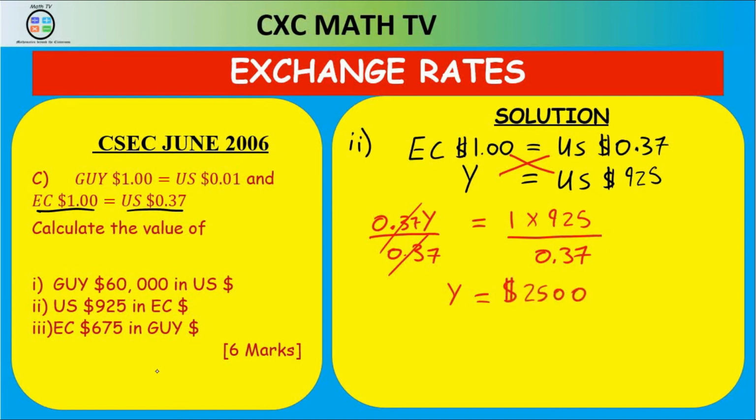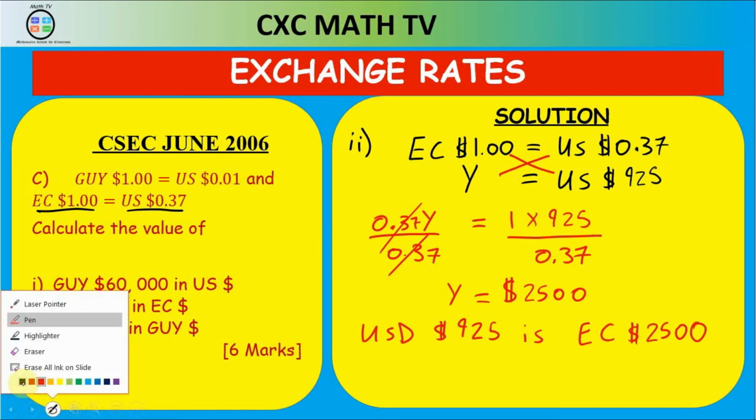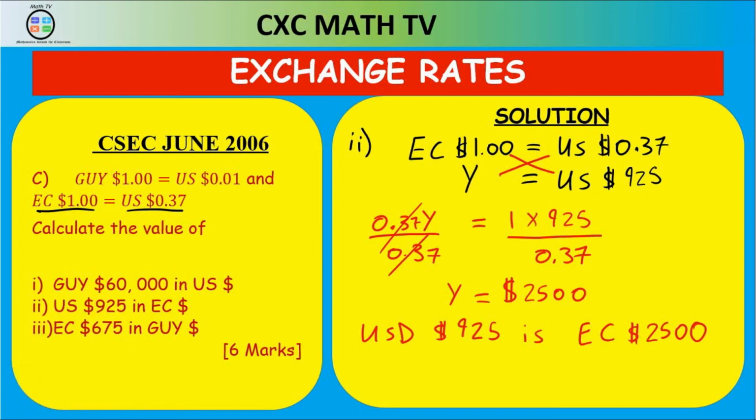And so what we're then saying is that USD 925 is Eastern Caribbean $2,500. So if somebody gives you 925 USD, don't act as if it's a little bit of money. It's good money. It's what? 2,500 EC. Can do a little something, right? Definitely. Nice.